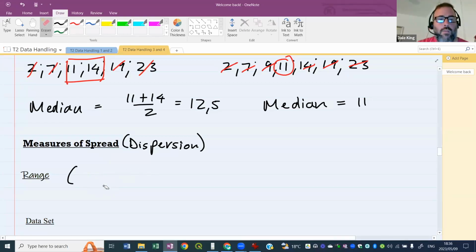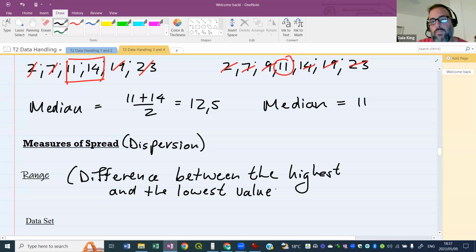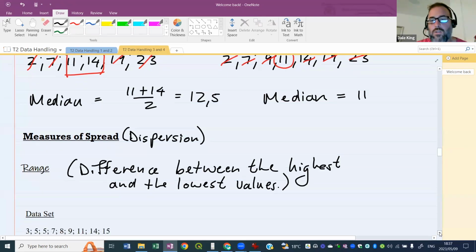or let me write this rather. It's the difference between the highest and the lowest values. All right, so the difference between the highest and the lowest values, that's the range. How far is it from the highest to the lowest?